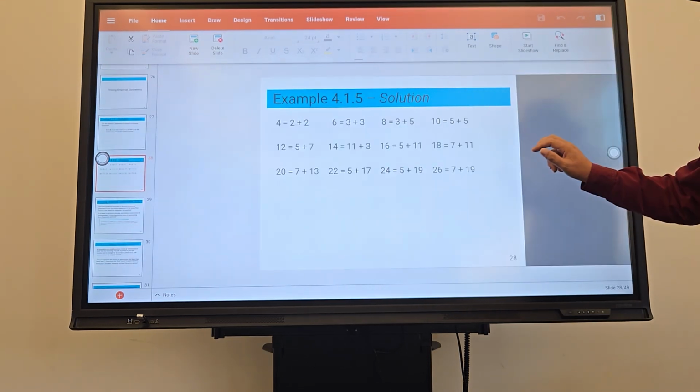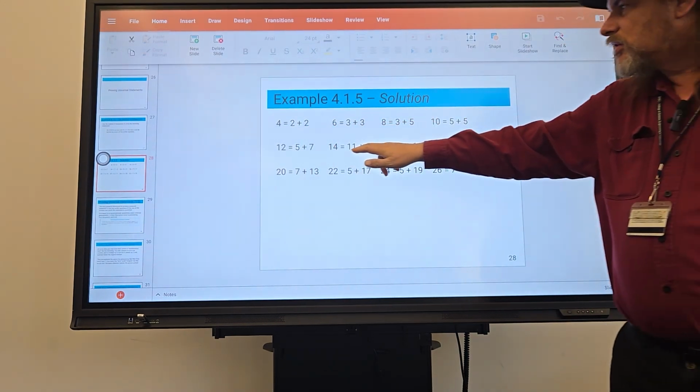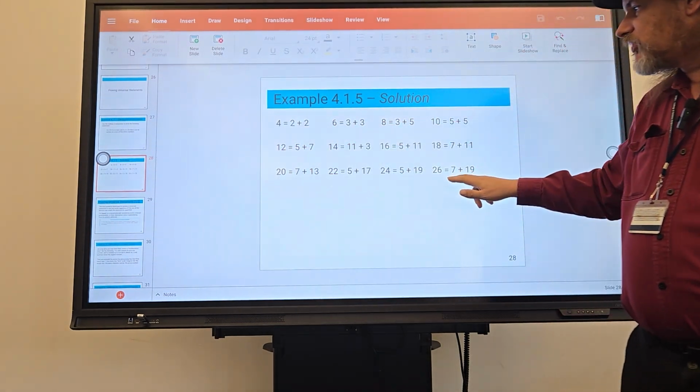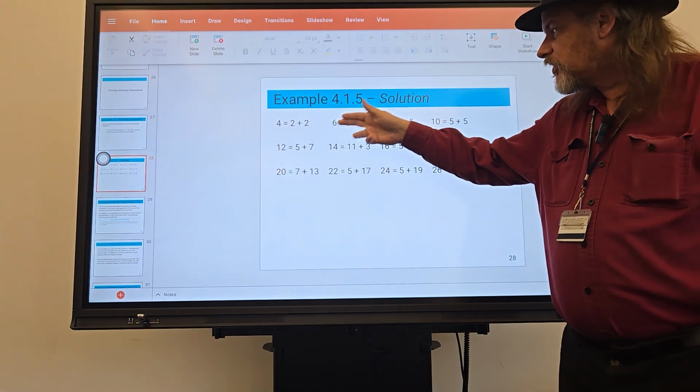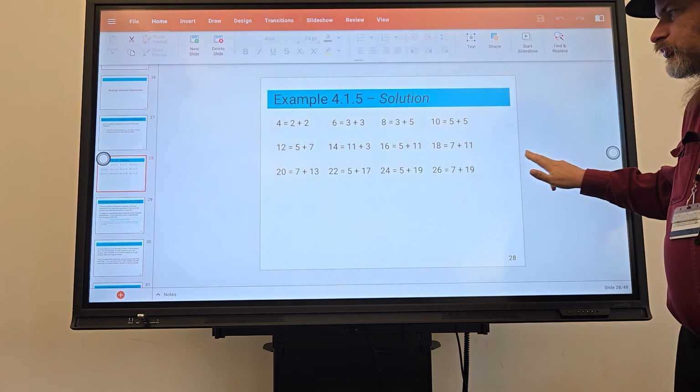Well, these are all the even numbers from 4 to 26, and these are examples of them being sums of primes. So it's true. All the possible combinations, all elements in the set can be written that way. You exhaust the possibilities. For large sets, this can be impractical or impossible to do.